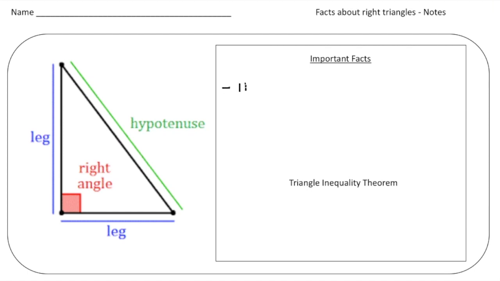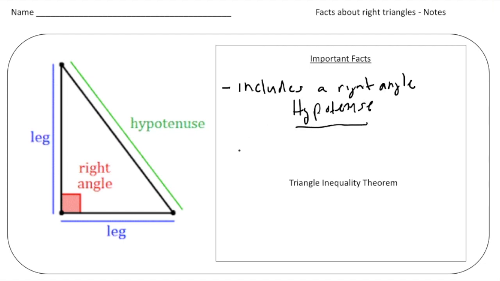We'll say it includes a right angle. And then in terms of the hypotenuse, we know that it's going to be directly across from the right angle. So we'll say across from the right angle. And it's always the longest side.